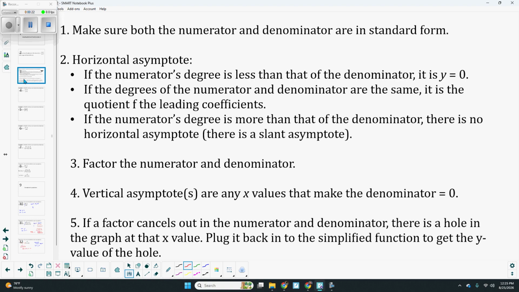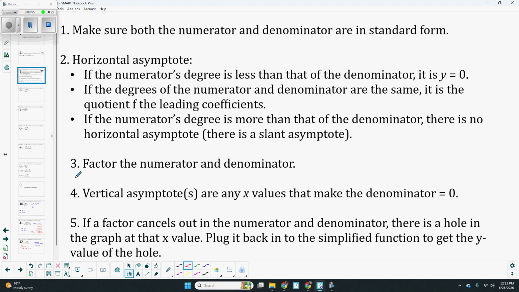For the horizontal asymptote, if the numerator's degree is less than that of the denominator, then the horizontal asymptote is y is 0. If the degrees are equal, then it's going to be the quotient of the leading coefficients. So that means if it was like 3x plus 5 over x plus 2, we would take the 3 over the 1 and make it 3. If the numerator's degree is more than the denominator, there is no horizontal asymptote. There's something called a slant asymptote, which we are not going to worry about, but that would exist instead.